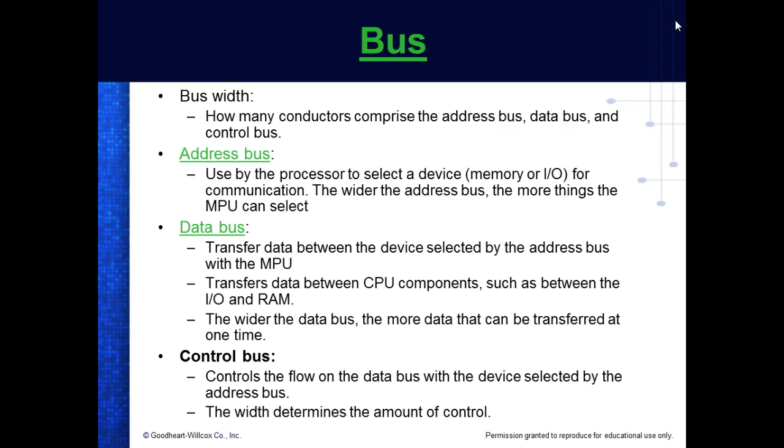Then we have a bus that the book doesn't even talk about, but it's very, very important. It's called the control bus. The control bus controls the flow of information between the selected device and what was selected by the address bus. So the number of conductors we have assigned to the control bus would determine how much control we have over that flow. That makes sense?